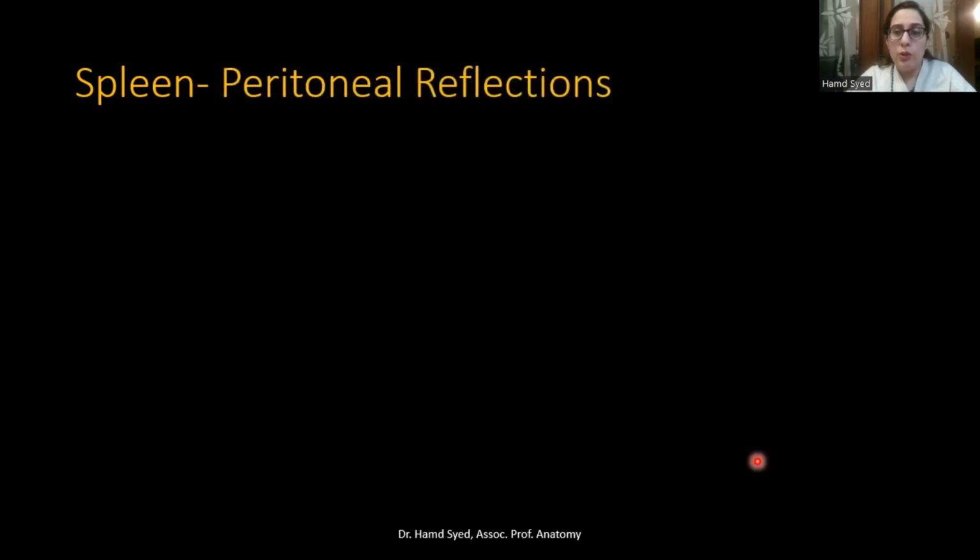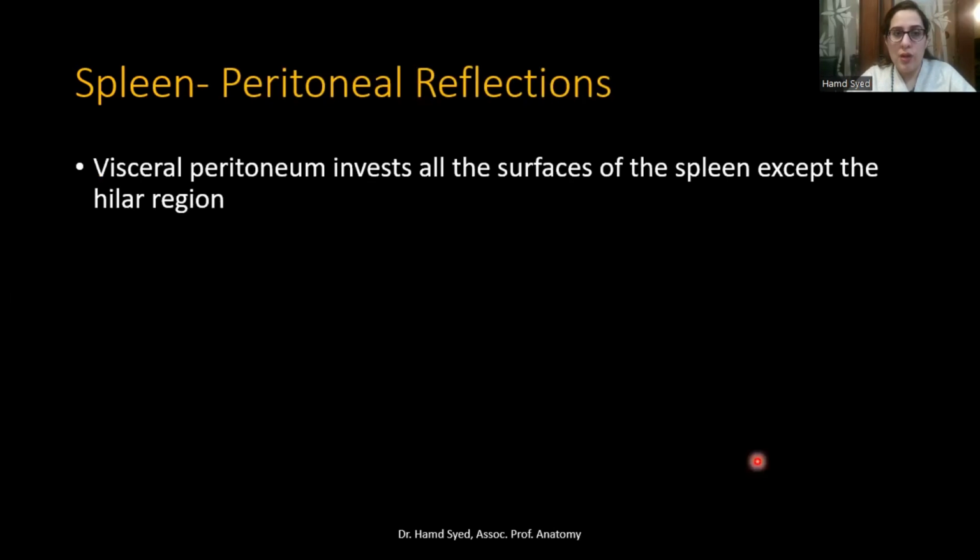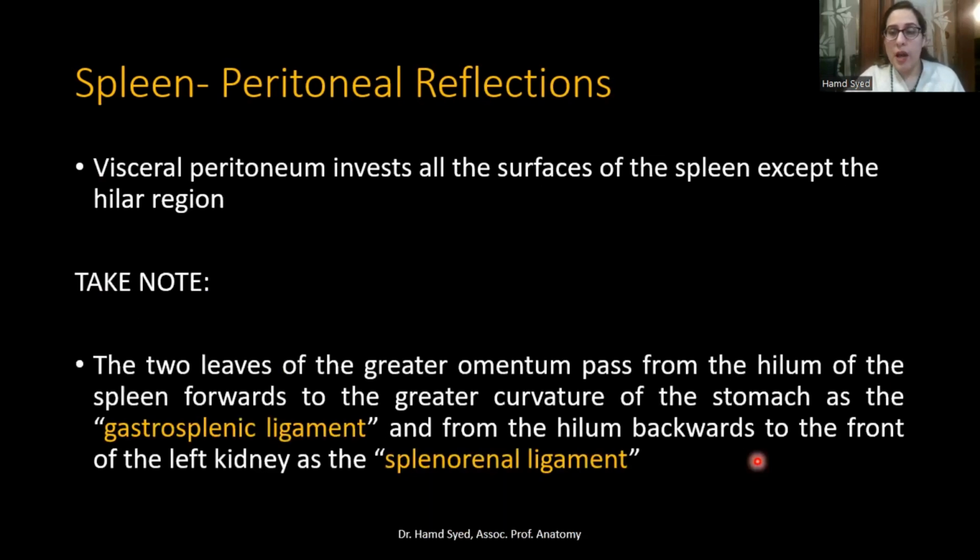And when we come to the peritoneal reflections, remember that the visceral layer of peritoneum is surrounding all the surfaces of the spleen except the hilum. So the thing you've got to remember is that the 2 leaves of the greater omentum pass from the hilum of the spleen forwards to the greater curvature of the stomach as the gastrosplenic ligament.